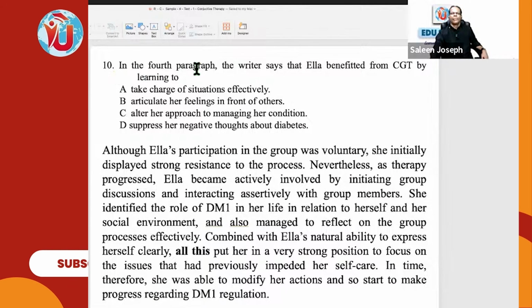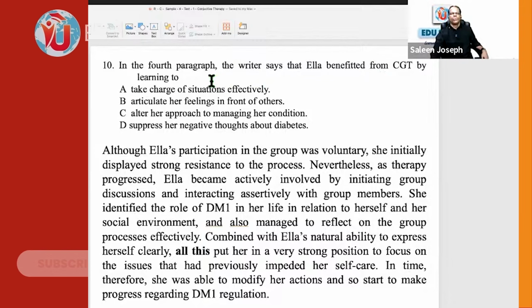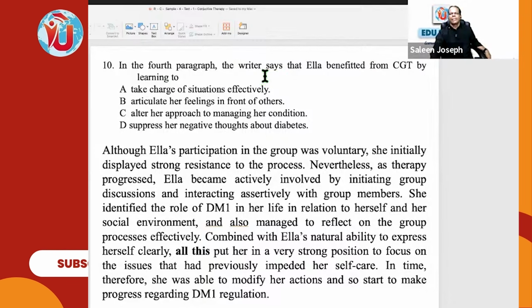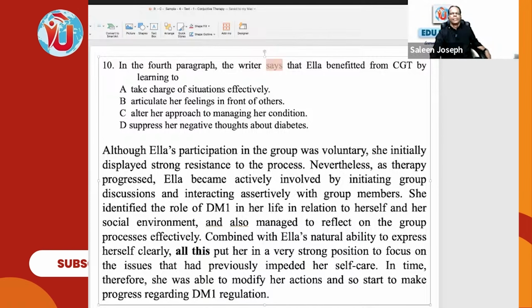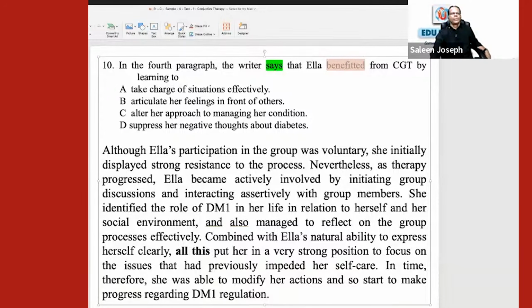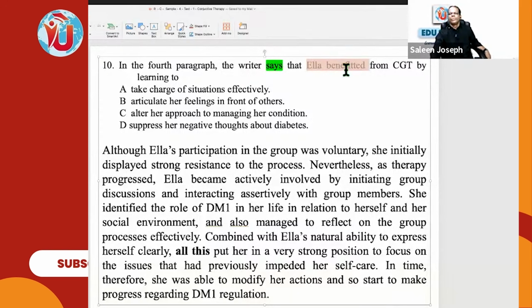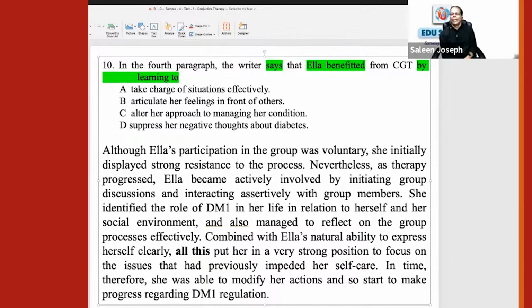Question number 10: in the fourth paragraph, the writer says that Ella benefited from CGT by learning to. The writer says, writer's opinion, right? Ella benefited from CGT by learning, meaning she learned something. She learned to do something, right? So you have to find out what she learned to do by attending CGT.